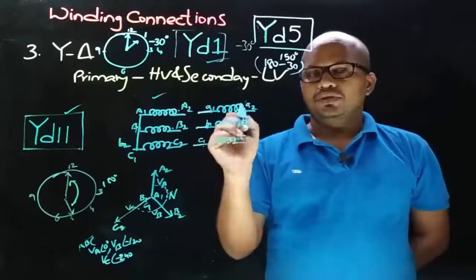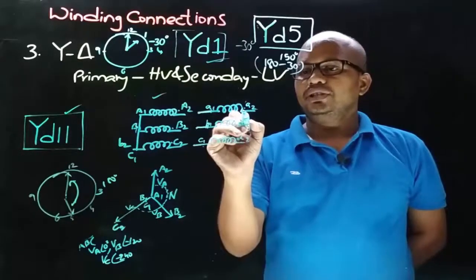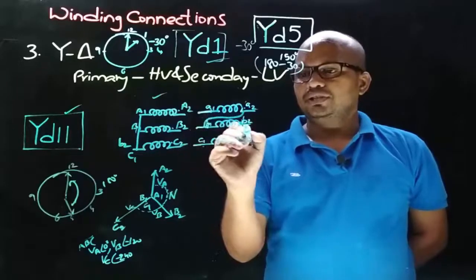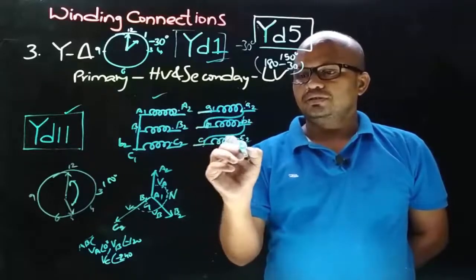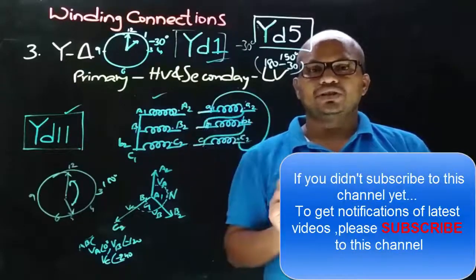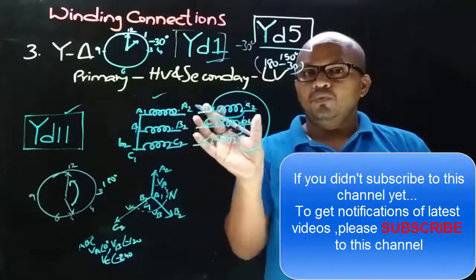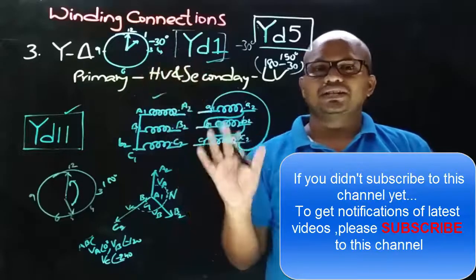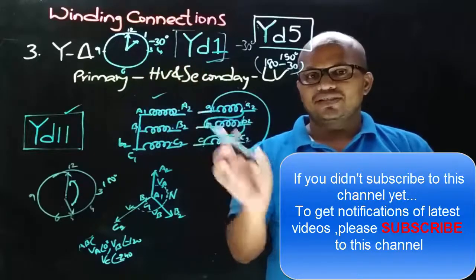Let's see that. So here we are joining the dot end with non-dot end, dot end with non-dot end, dot end with non-dot end, and taking the connections from non-dot ends. So this is the fourth possible connection of star delta connection. And now let's draw the phasor diagram for this.